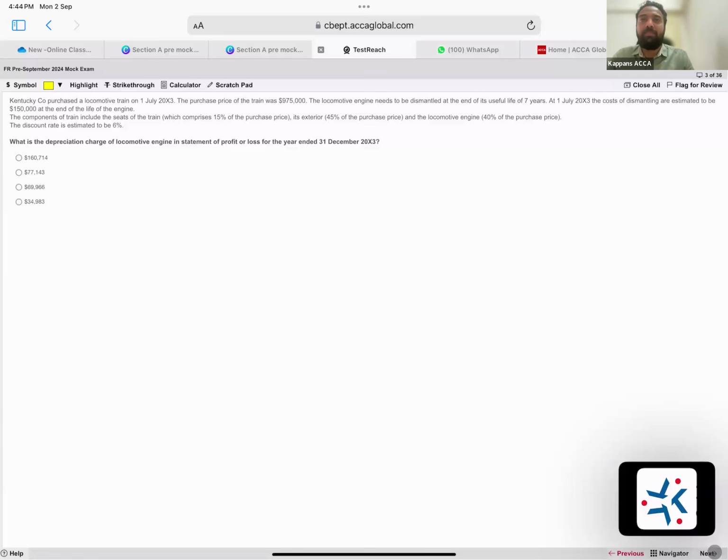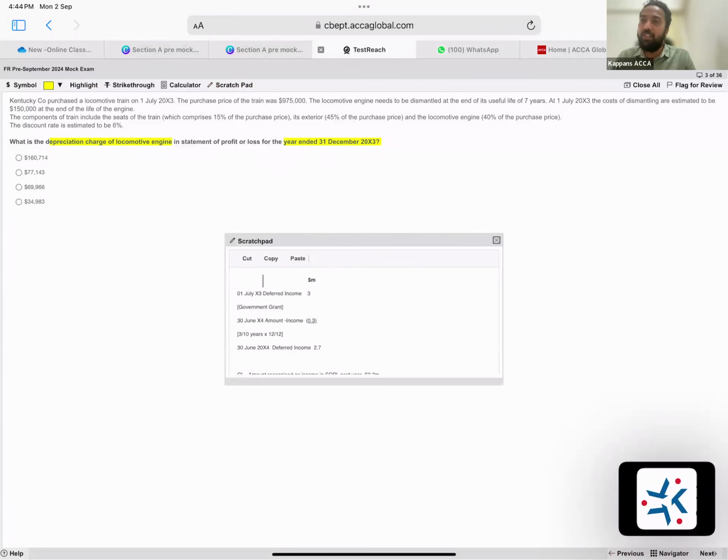Moving forward, please do read the requirement of the third question. What is the depreciation charge of locomotive engine in the statement of P&L for the year ended 31st December X3? So the financial year ending is on 31st December X3. So the financial year will begin on 1st January X3. So 1st January X3 to 31st December X3 is the financial year. They're asking of depreciation of locomotive engine.